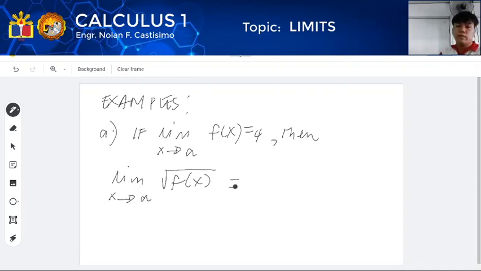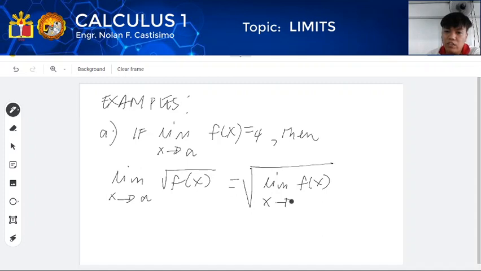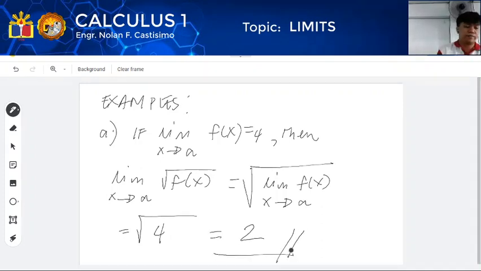Okay. So, assuming that ilalabas natin yung radical sign. So, radical sign nakalabas. And then, lalagay natin sa loob yung limit of f of x as x approaches a. So, ganito na lang yan. Masisimplify na lang natin as the square root of anong value ng limit of f of x as x approaches a natin. Equivalent to 4. Yun lang yun. 4. So, that means our final answer is equivalent to 2. Yan na yung final answer natin.